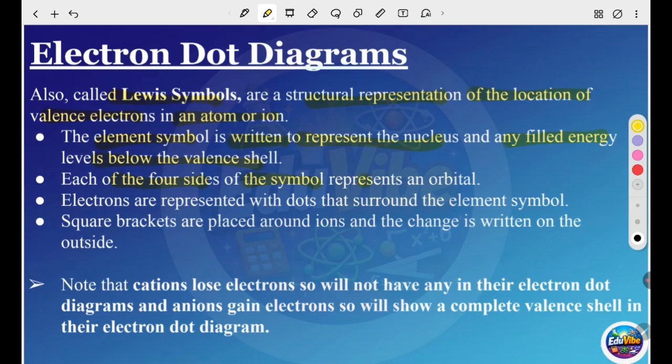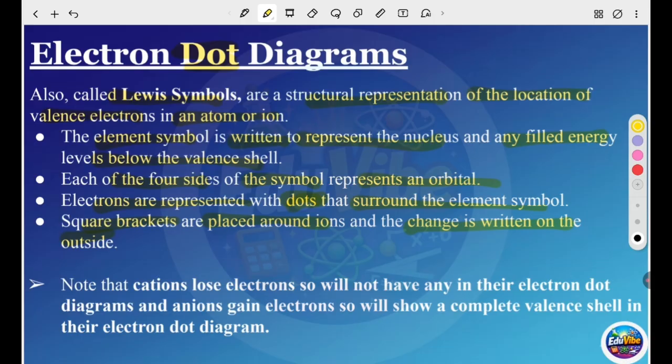Each of the four sides of the symbol represents an orbital. Electrons are represented with dots surrounding the element symbol. So it's an electron dot diagram. We have to represent those electrons through dots surrounding the element symbol. Square brackets are placed around the ions and the charge is written on the outside. So if there is any change, like we lose or gain electrons, we put square brackets around the ion and write the charge of that particular element.